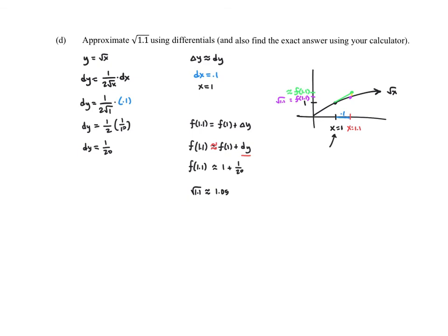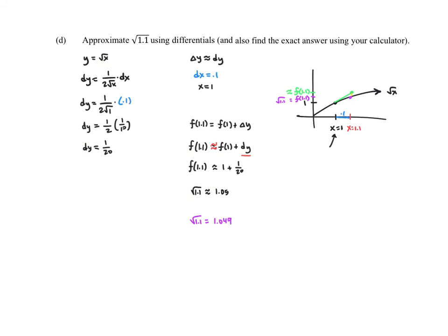Actual, through use of the calculator, square root of 1.1 is equal to, to 3 decimal places, 1.049. Now look at that, that's a pretty darn good approximation, right?